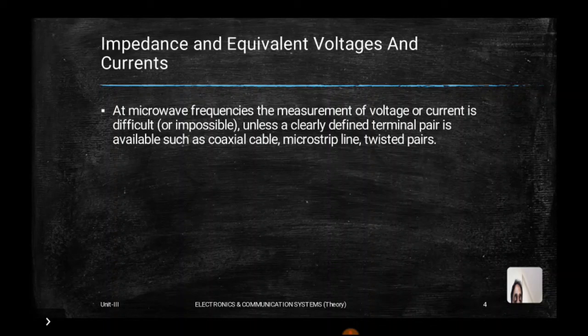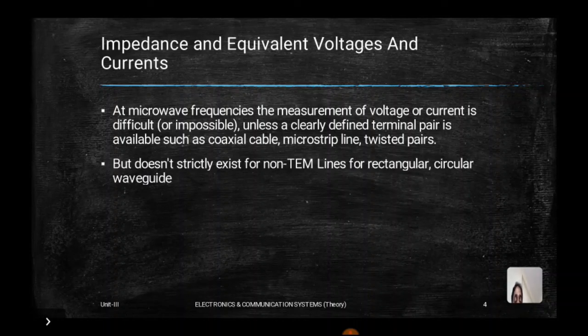And we clearly define the terminal, as I told, for a coaxial cable, microstrip line or twisted pair. A microstrip line is a printed line. Wherever I have a two terminal pair, I can apply that equivalent voltage and current concept, then I can use the circuit theory. But this does not strictly exist for non-TEM lines.